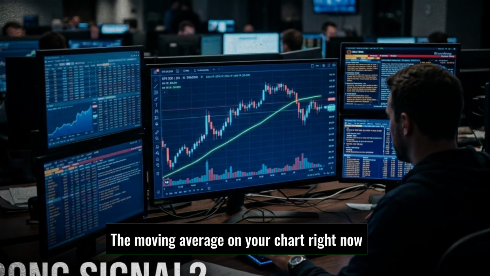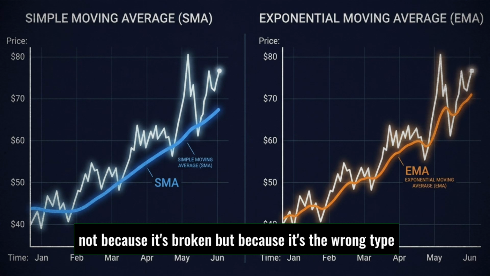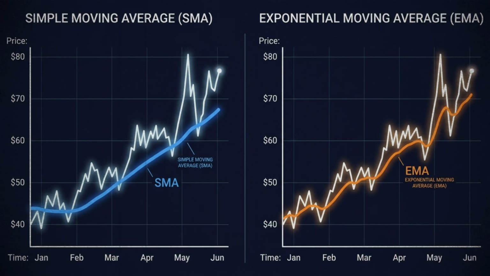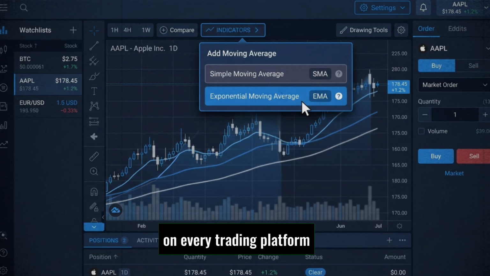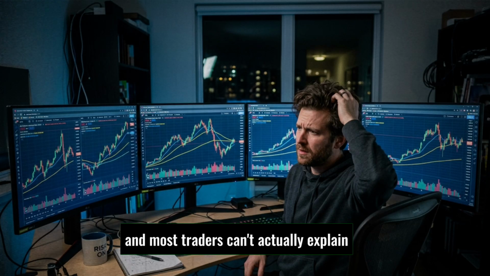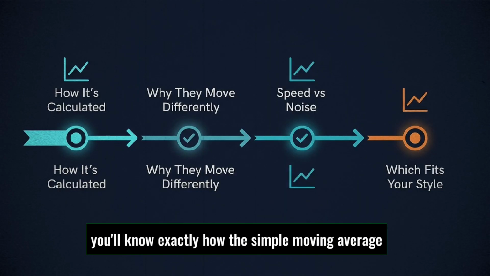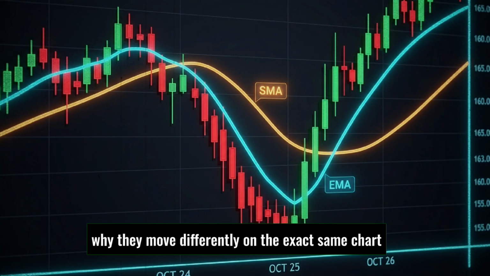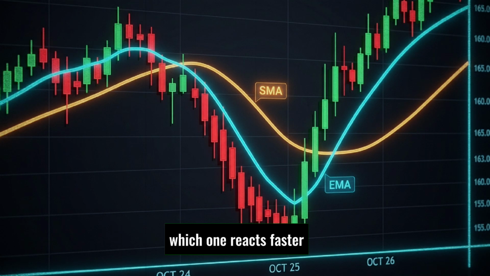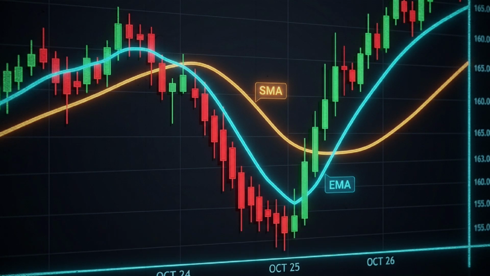The moving average on your chart right now might be sending you the wrong signal, not because it's broken, but because it's the wrong type. There are two completely different moving averages on every trading platform, and most traders can't actually explain why they'd choose one over the other. By the end of this video, you'll know exactly how the simple moving average and the exponential moving average are calculated, why they move differently on the exact same chart, which one reacts faster, which one filters out more noise, and which one actually fits the way you trade.